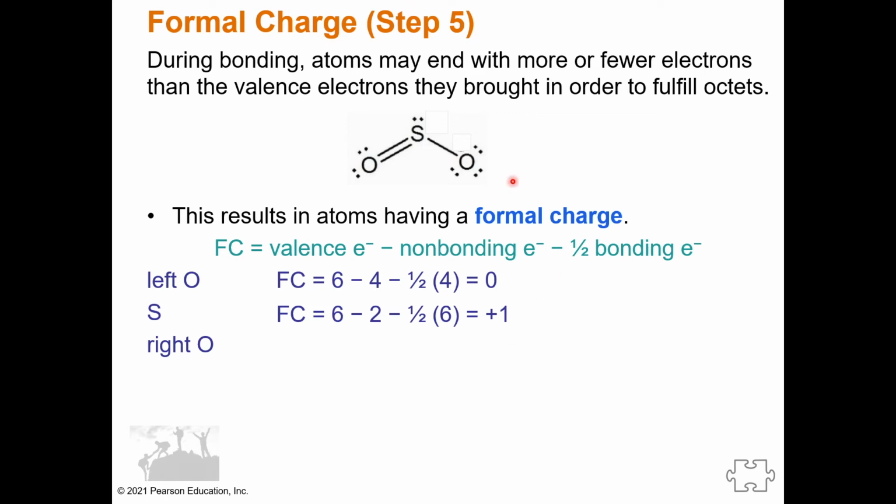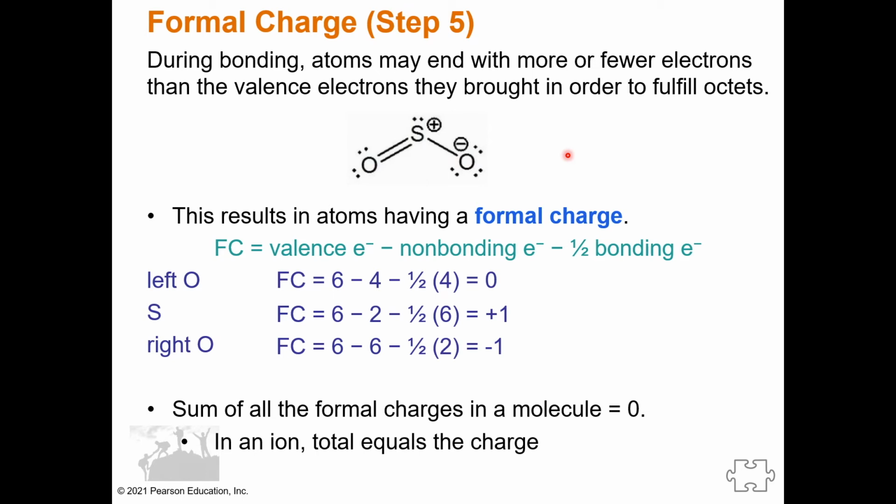Now let's do the oxygen on the right-hand side. Valence electrons is 6 again. We see 6 dots, so 6 non-bonding electrons, or 3 lone pairs. We only see 1 line connecting the oxygen to sulfur, so there are 2 bonding electrons. And when we do that math, we have a -1 charge for this oxygen. Okay, so here are our formal charges.